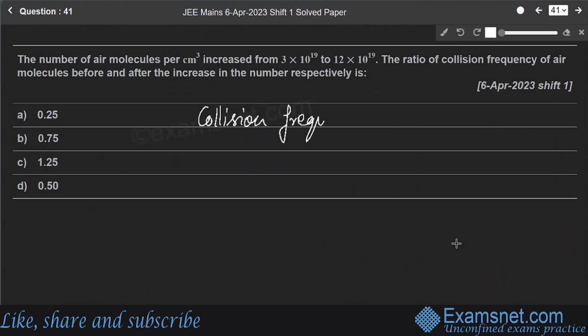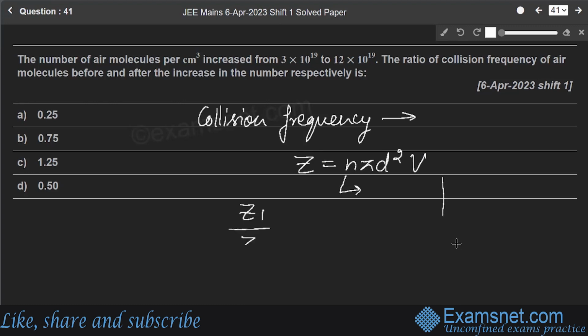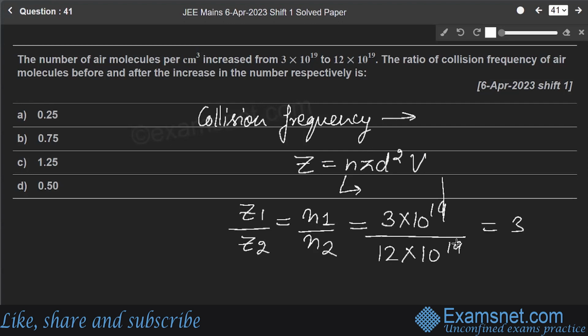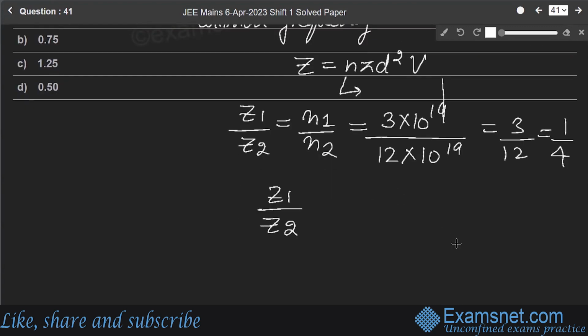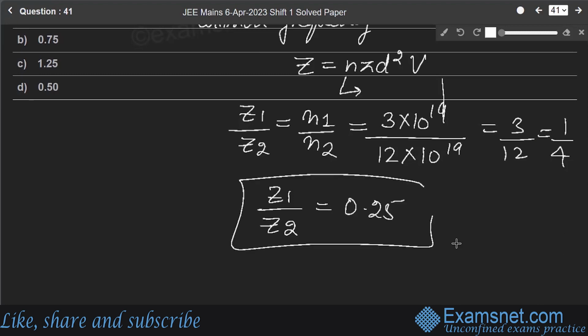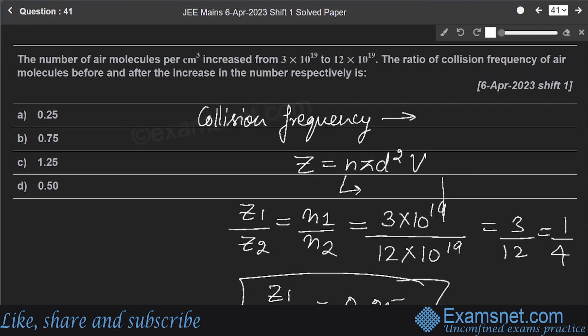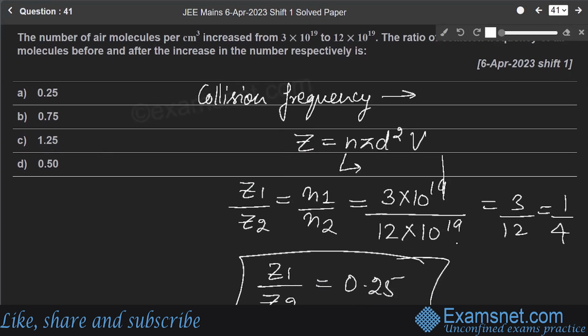collision frequency Z is equal to N pi D square V, where this N is the number of molecules per unit volume. So Z1 over Z2 will be equal to N1 over N2. It will be equal to 3 into 10 to the power 19 over 12 into 10 to the power 19. So it will be equal to 3 by 12 equals 1 by 4. So Z1 over Z2 will be equal to 0.25. This is the final answer. So the correct option is option A, that is 0.25.